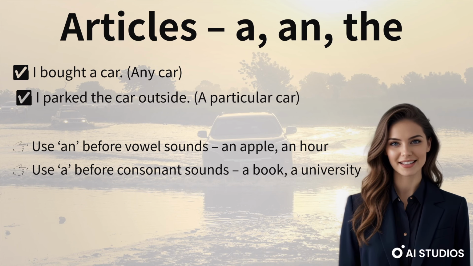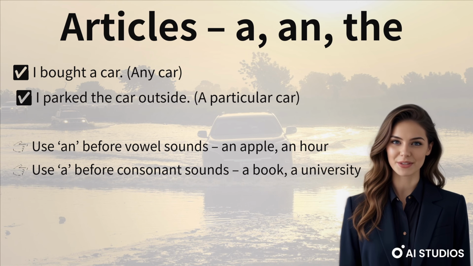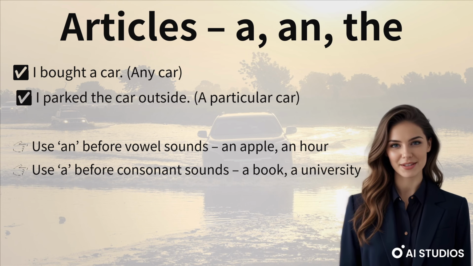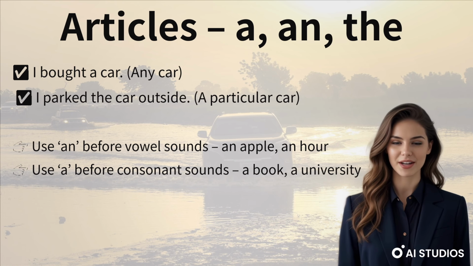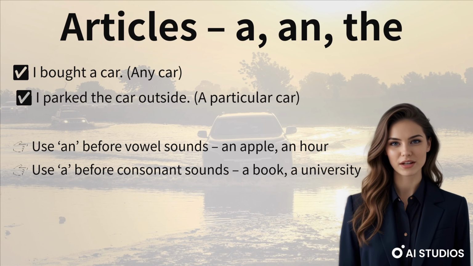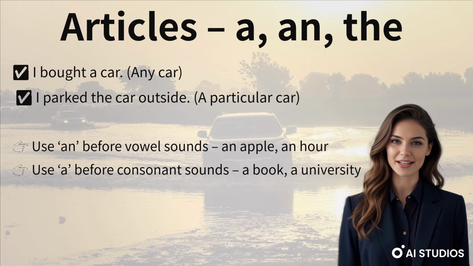First, let's talk about articles, the most basic type of determiner. A and an are indefinite articles used for non-specific nouns. The is a definite article used for specific nouns. I bought a car. Any car. I parked the car outside. A particular car. Use an before vowel sounds: an apple, an hour. Use a before consonant sounds: a book, a university.